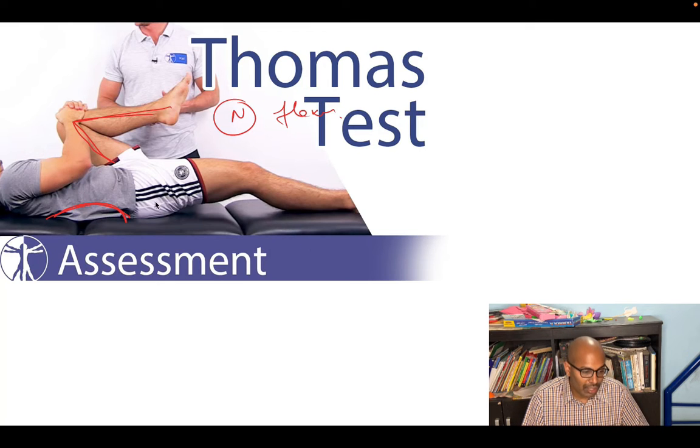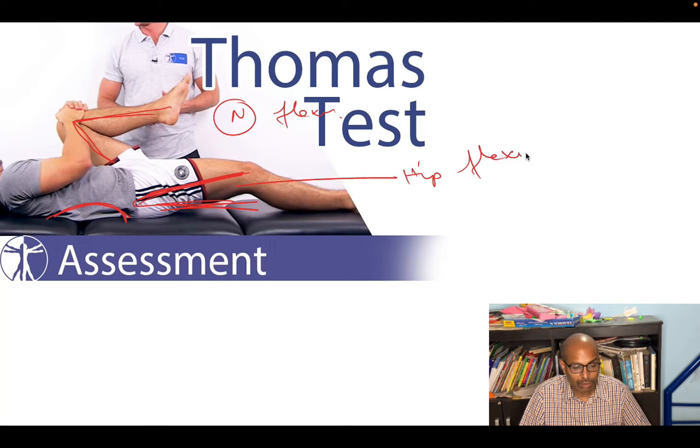Then you look at the abnormal hip and see how much of an angle it is making against the cot. And that is your hip flexion contracture. This is your hip flexion contracture. So this is called the Thomas test. Thomas test is basically done to uncover the hip flexion contracture.